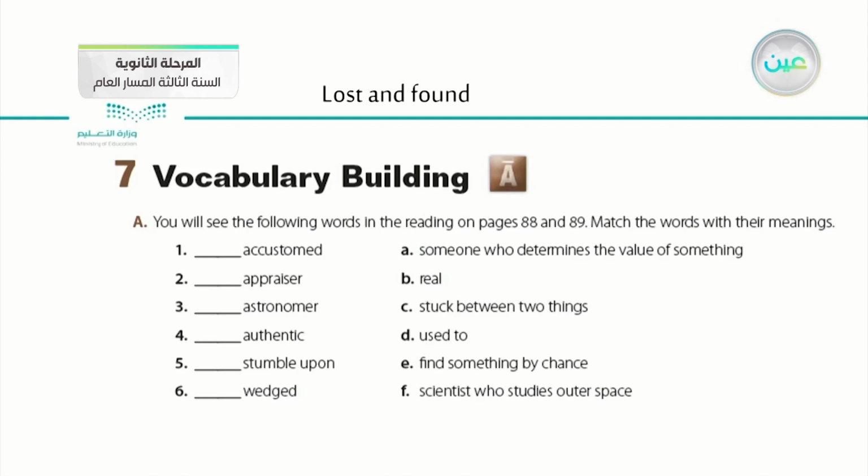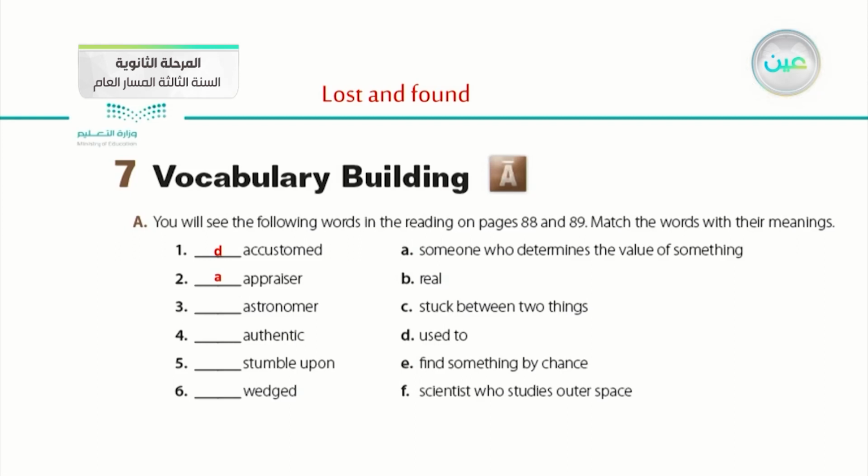Number one, the word accustomed. We said that if you do something regularly, that means you are accustomed to it. So the answer is D, used to. Number two, appraiser, a person who tells you the value of something, how much it is worth. So the answer is A, someone who determines the value of something.